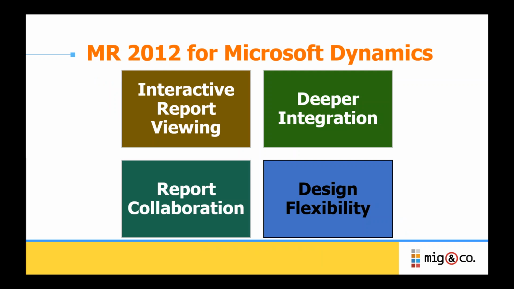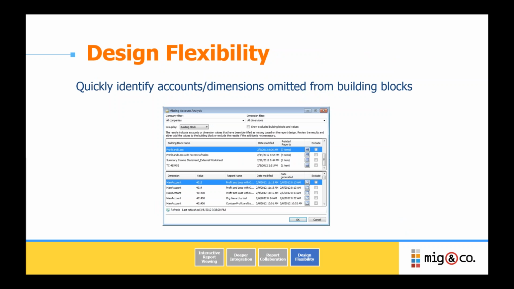A great feature that they added to Management Reporter, the replacement for FRX, is the missing account analysis tool. In FRX, when you run a report, you never actually knew if you were missing any accounts. You would have to generate the report to the screen, then export it to a formatted Excel, and at the bottom of the report you would have a little section that would tell you if there are missing accounts or any duplicates. That was very cumbersome, time-consuming, and made it really difficult to maintain your reports.